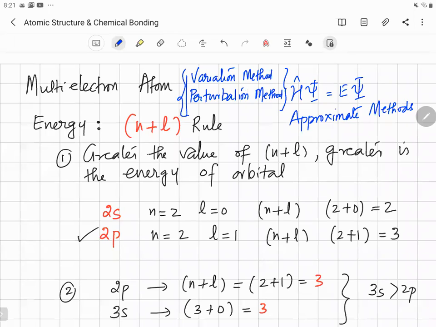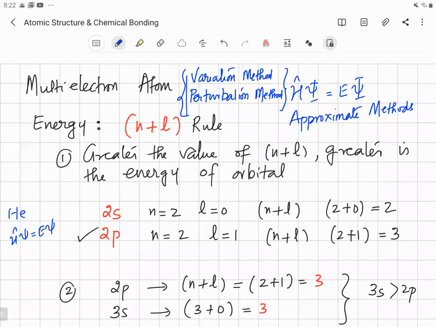And this is applied if there is a case in which there are more than one electron in a system. Say, for example, the case of helium. In helium there are two electrons, right? So in the case of helium, we cannot solve the Schrodinger equation. H cap psi equal to E psi cannot be solved. So we will go for approximate methods. Either we use the variation method or the perturbation method to solve this Schrodinger equation.